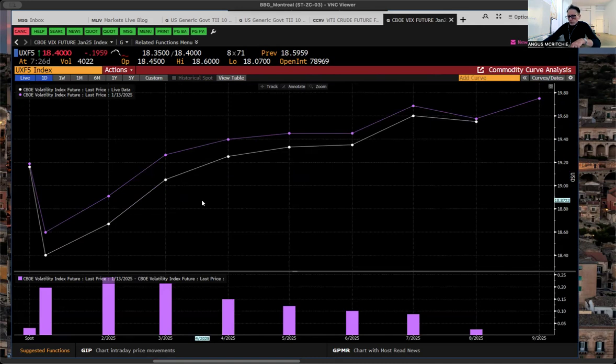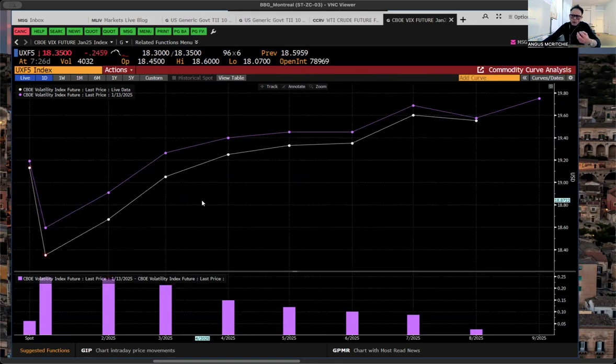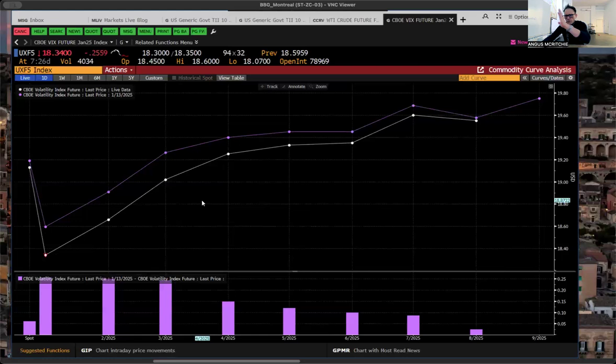Normally what you want to see in a relatively contained market is a contango kind of situation, where there's not a huge amount of volatility at the front and the curve prices volatility further out. What you don't want to see, or what is a sign of increasing stress in the market, is a curve which has flipped into backwardation.